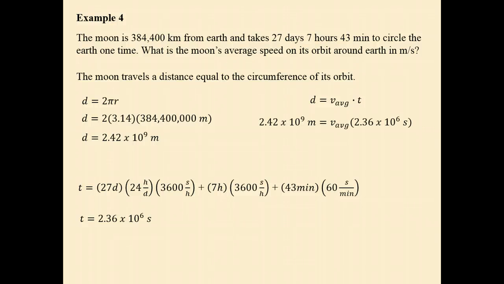So we have the distance the moon travels divided by the time of travel gives us an average velocity of 1,025 meters per second.